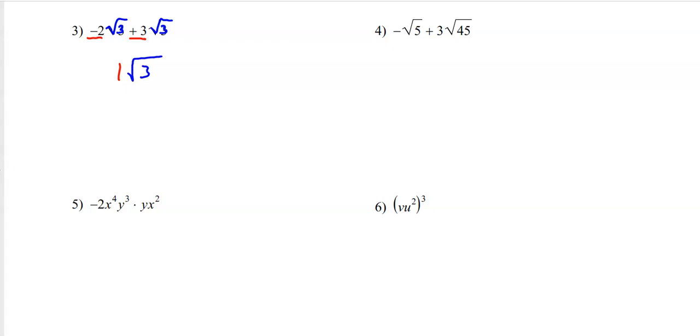And on a multiple choice test or where you're entering your answer, the 1 is probably going to be left off. And it's just going to be the square root of 3. It's not really wrong the other way. We just don't really write it like that.